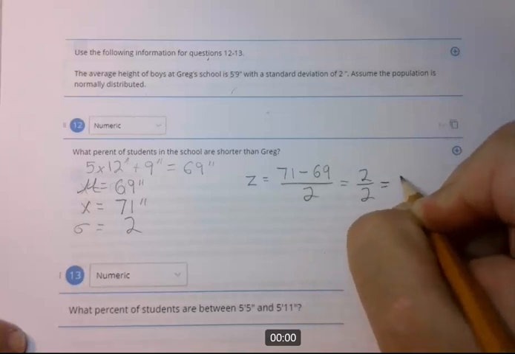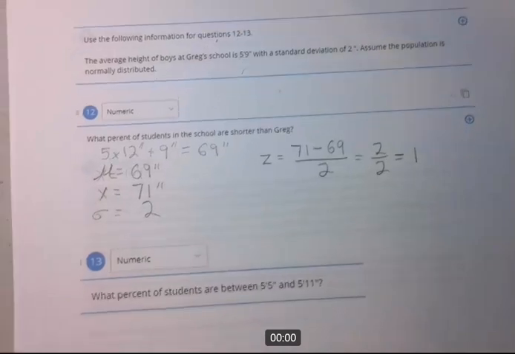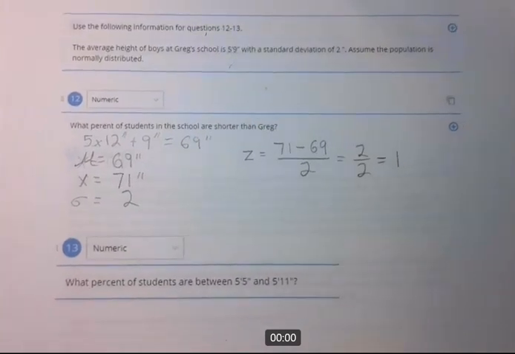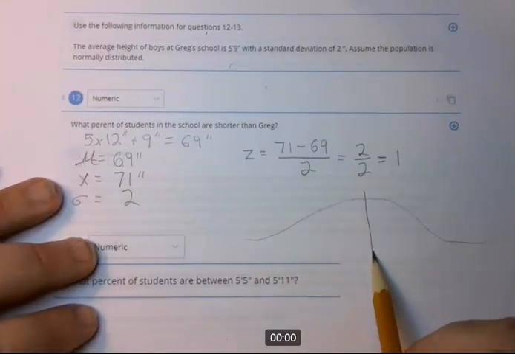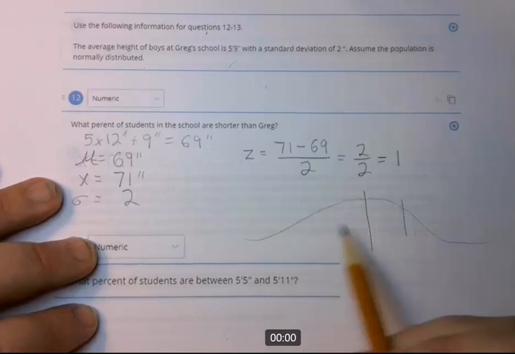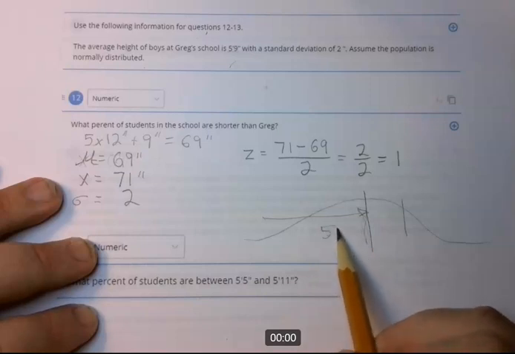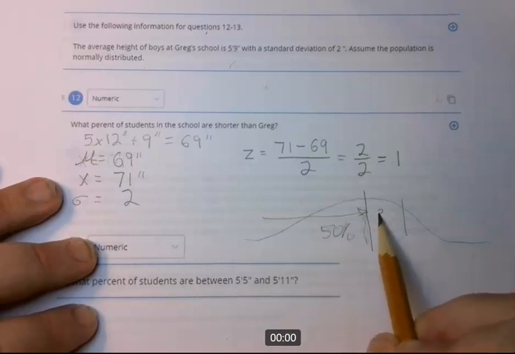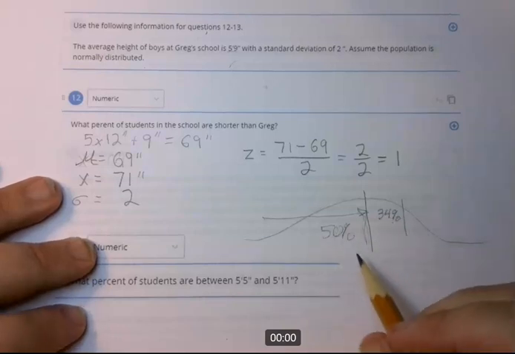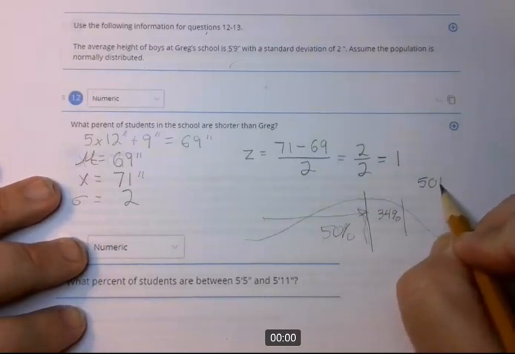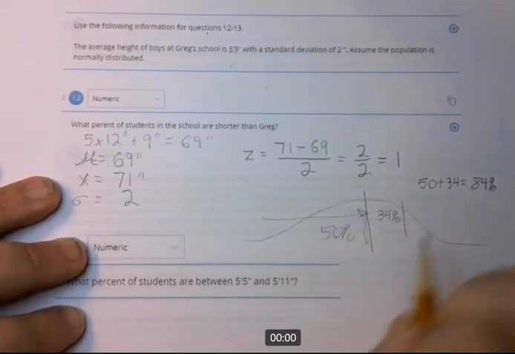Okay, so I picked a nice number for you for standard deviation for his height, because it makes the standard deviation exactly one. So he's 1 standard deviation above the mean, so we draw our curve here. We know that 50% of the students are below the mean. That's right there. That's 50%. And then 1 standard deviation is a number you should know by now. It's 34%. So he's taller than 50 plus 34. So he's taller than 84% of the boys at his school.